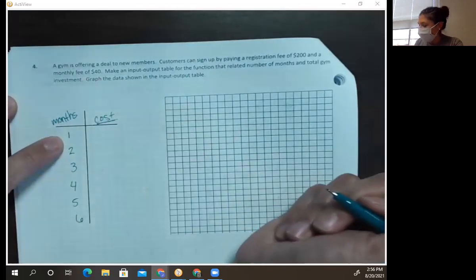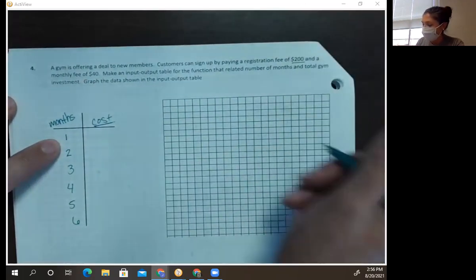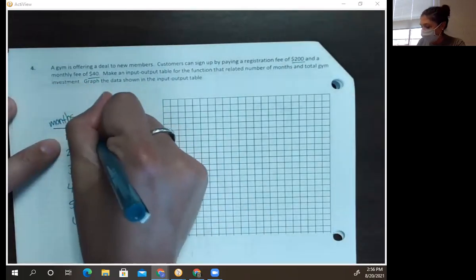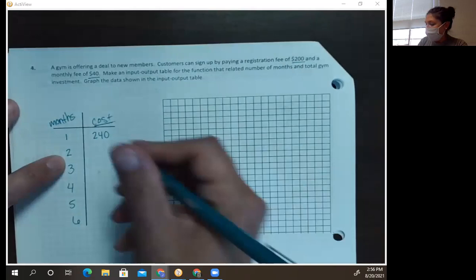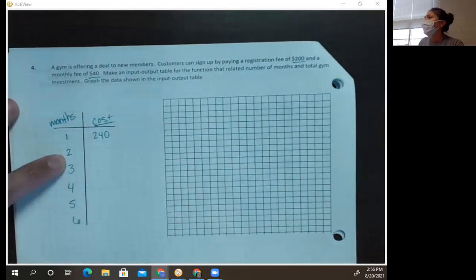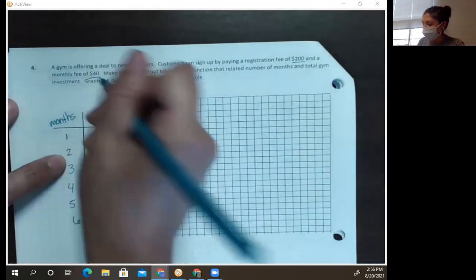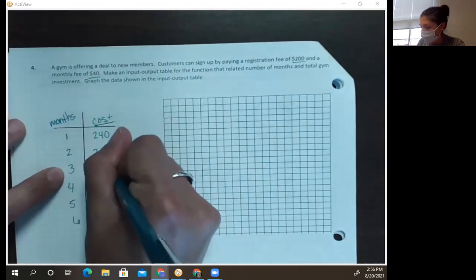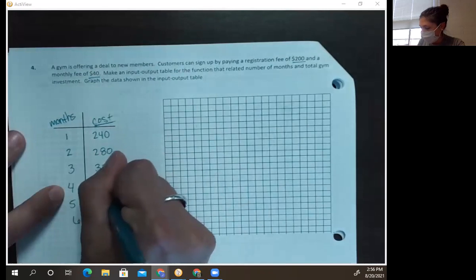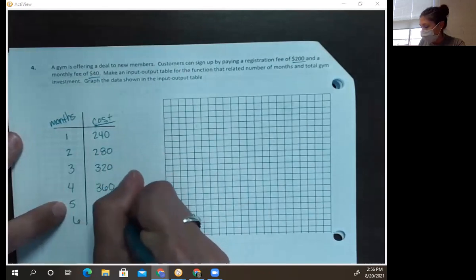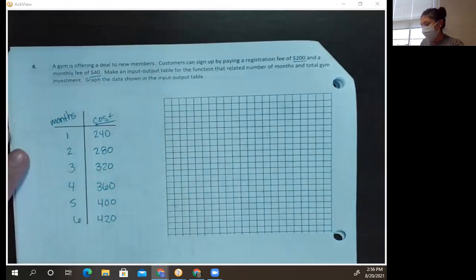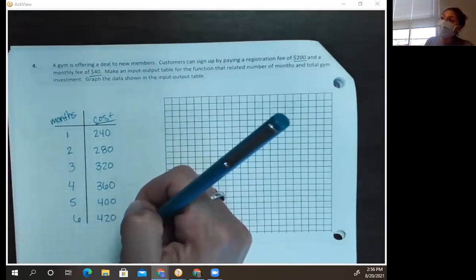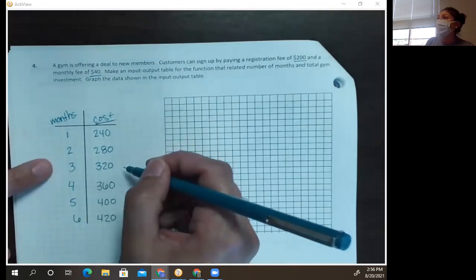So in that first month, I would have my $200 fee plus the $40 for the first month. So that would be $240. And then every month that I continue to be a member at the gym, I'm going to add on $40. So this would be $280, $320, $360, $400, and $440. Now you probably had the same values I had, right? For 1 month, $240, for 2 months, $280.